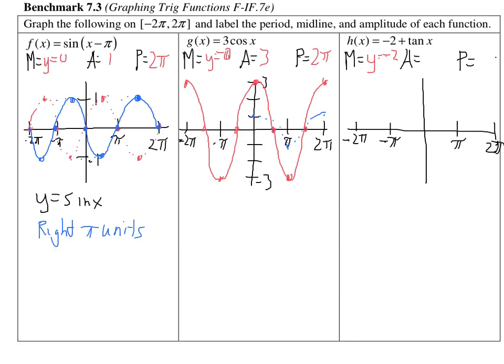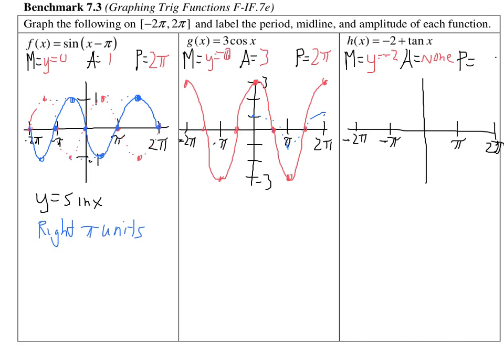My amplitude, well, is there an amplitude to tangent? Is there a highest and lowest point on a tangent graph? There is none. So that's actually a dumb question. You never have an amplitude on tangent, because there's no higher and lower spot. It's infinity and negative infinity, the way these graphs look.